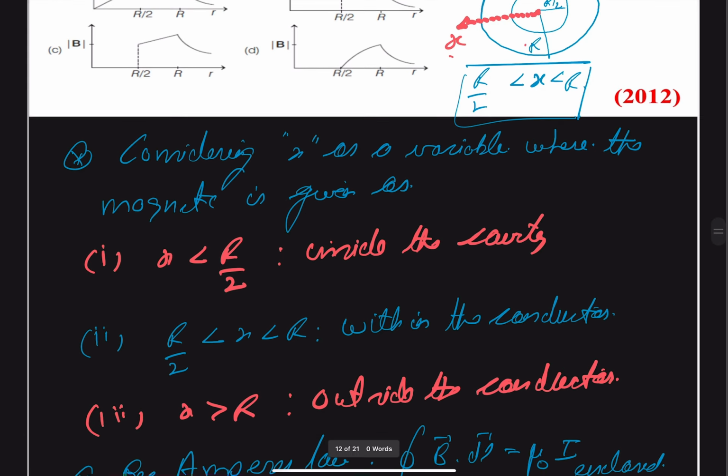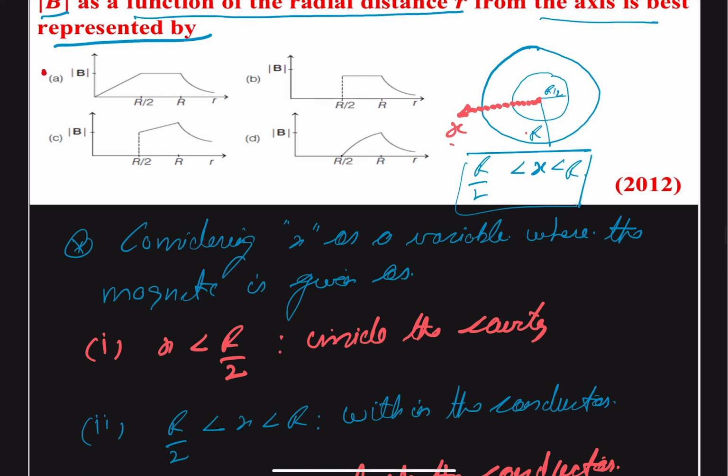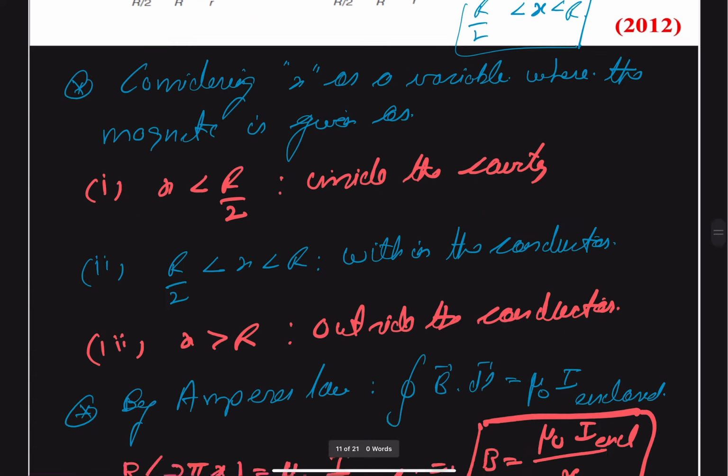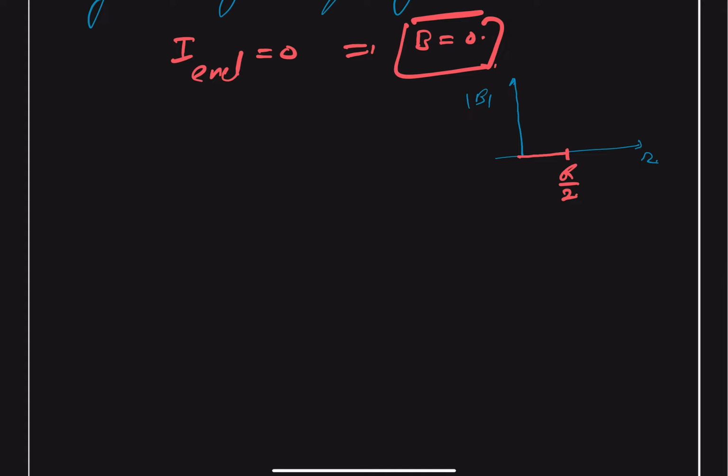So therefore at least here A is not the correct option, because the magnetic field has to be 0 up till R by 2. So in the initial graph, this is our R, we have a magnetic field. Initially up till distance R by 2, the magnetic field will be equal to 0. So this is our R by 2 and the magnetic field is equal to 0. Now we come to the second part where x is greater than R by 2 but less than R.